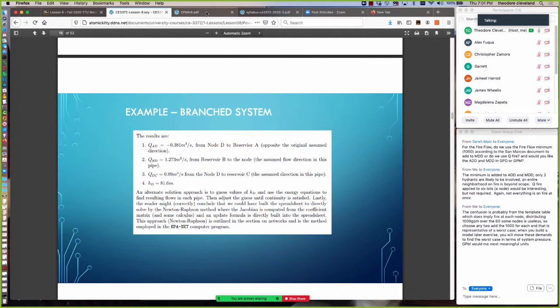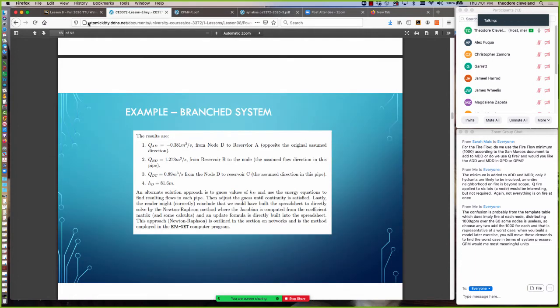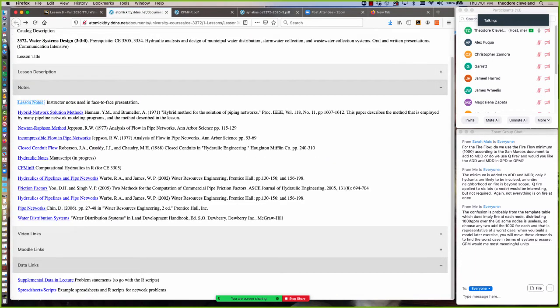I want to go to one of the readings, in the reading from CFM in R, Computational Fluid Mechanics in R.